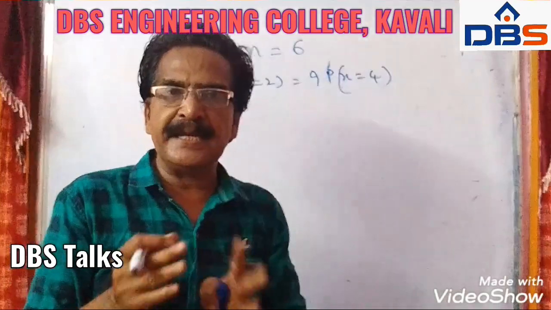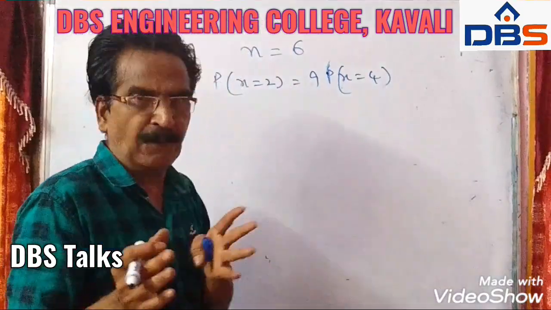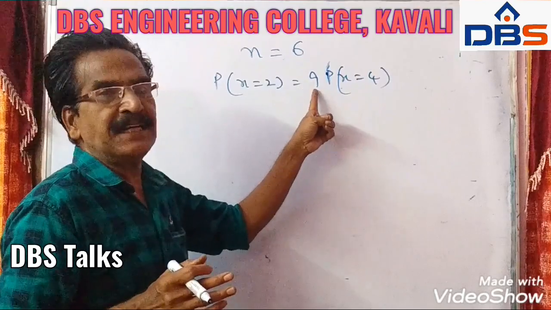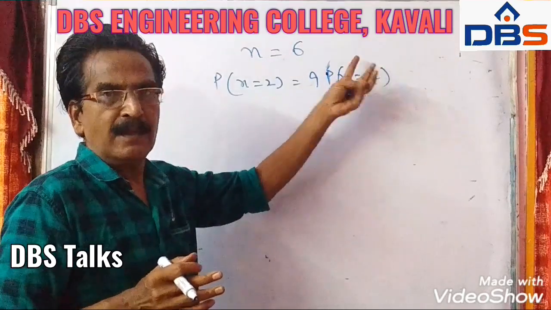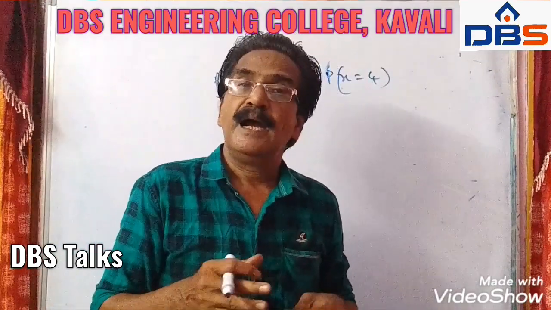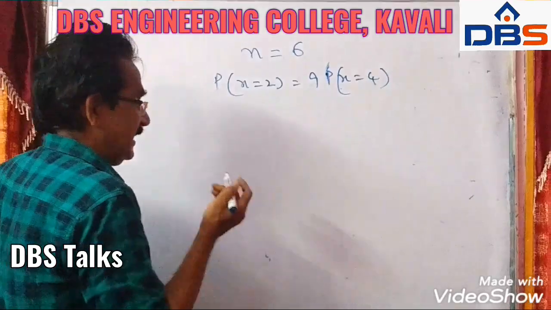and to find p and q, what is the support given? P of x equal to 2 is equal to 9 into P of x equal to 4. From this equation we can find P, and from that we can also find Q. Okay, friends, let us see.